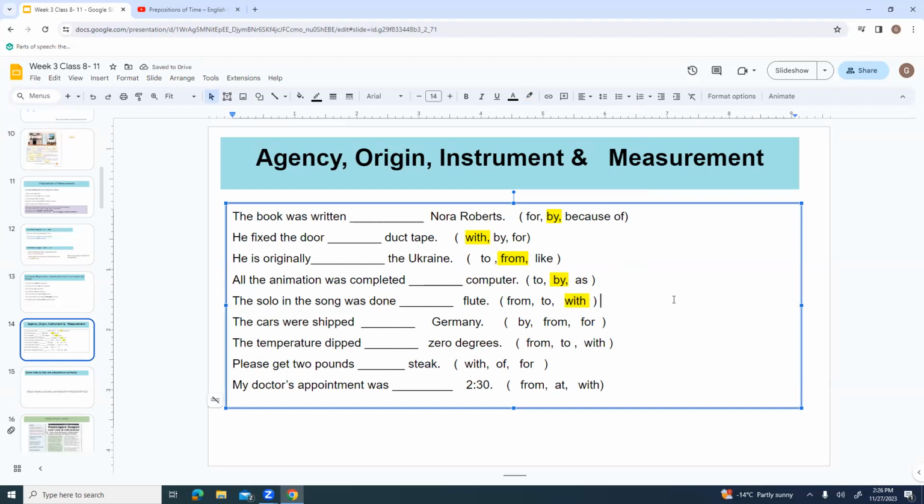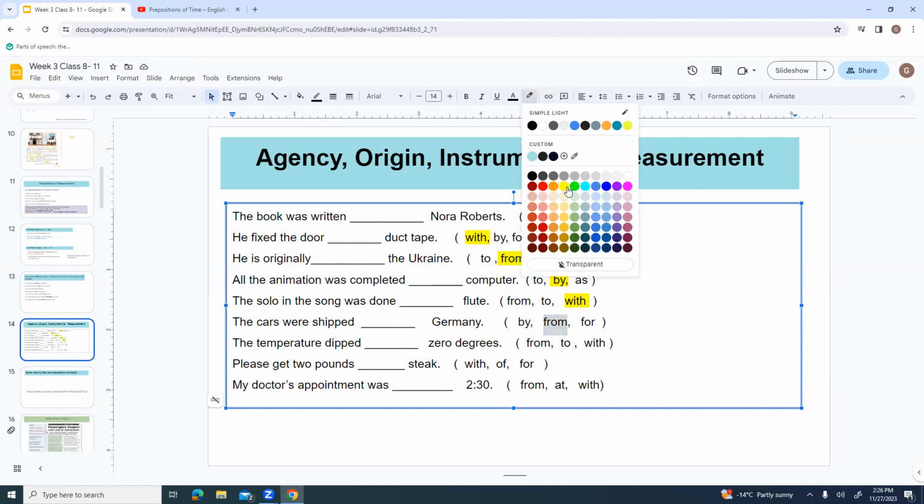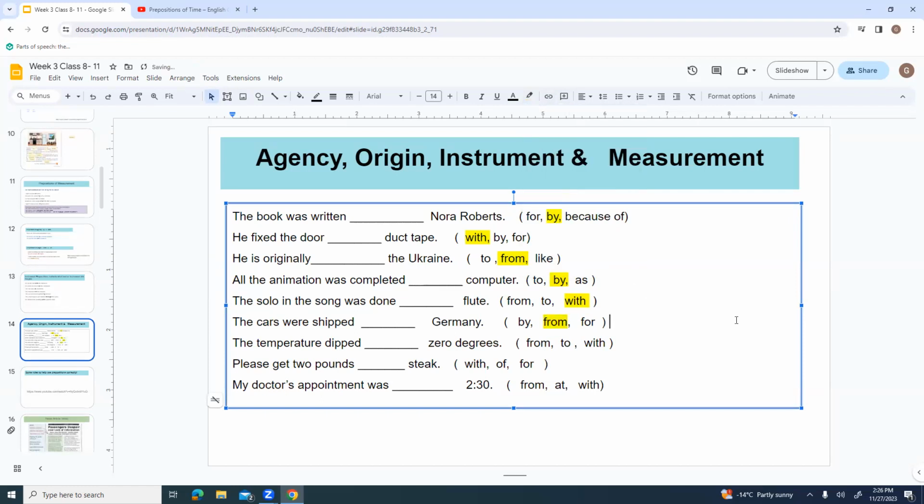The cars were shipped by Germany, from Germany, or for Germany. Technically, by would work, except rationally, the country wouldn't be sending it. I mean, they could if it was like ammunition or something. The ammunition was shipped by Germany, but from makes more sense most of the time.